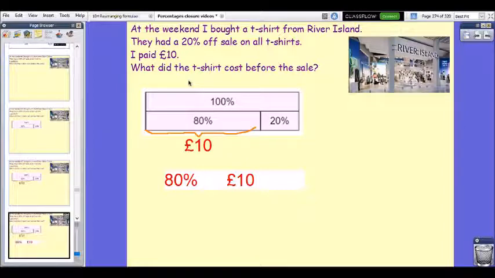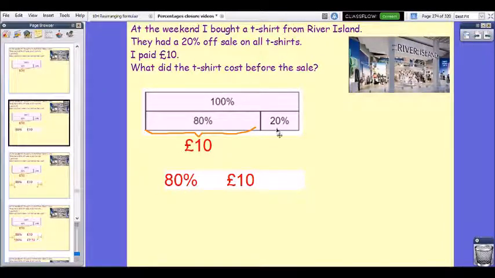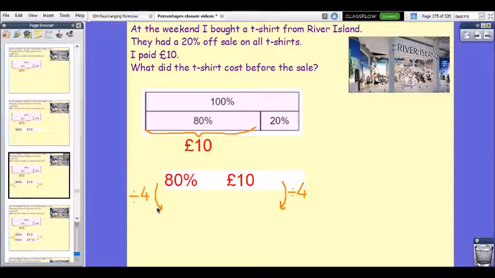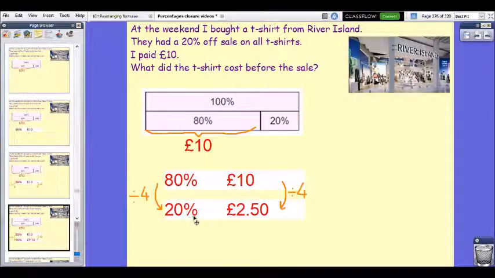But I'm not interested in 80%. I want to know the whole price of the original t-shirt. In other words, I want to get from 80% to 100%. Can you think of a way to get from 80% to 100%? Well, there's lots of ways you could do it, but one way is to work out what this missing 20% is. So how do I get from 80% to 20%? Well, to find this missing 20%, if I take my 80% and divide it by 4, that will give me my 20% amount.